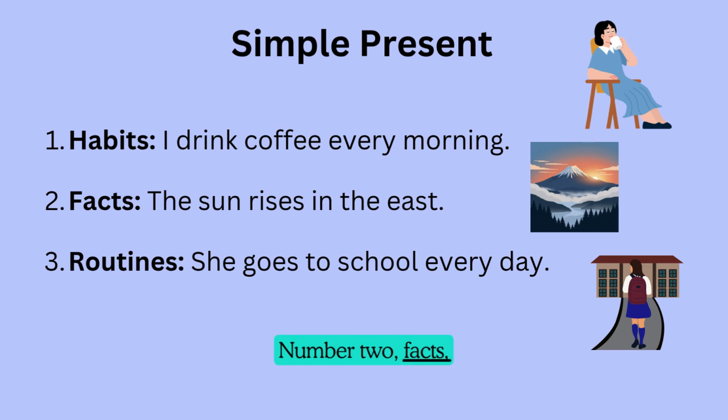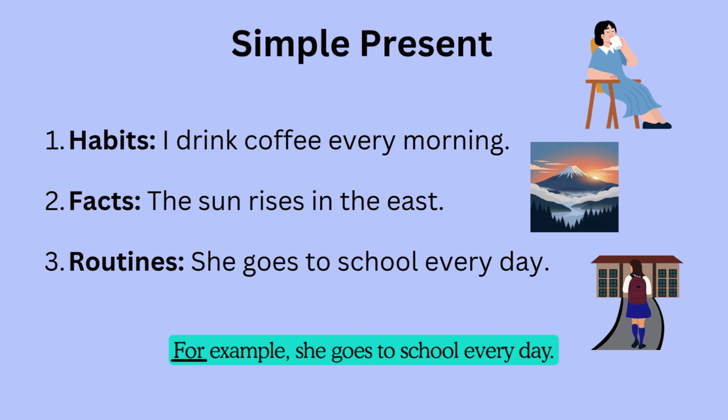Number two, facts, things that are always true. For example, the sun rises in the east. Number three, routines, things we do again and again. For example, she goes to school every day.